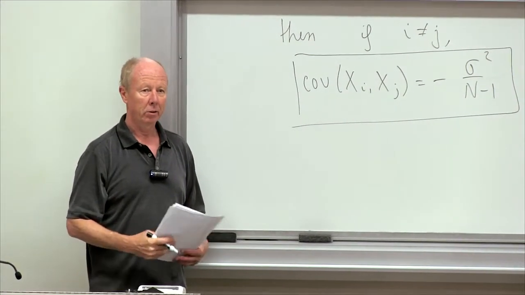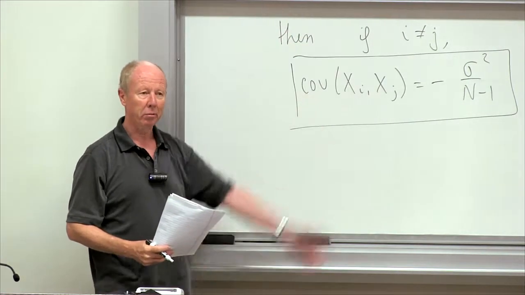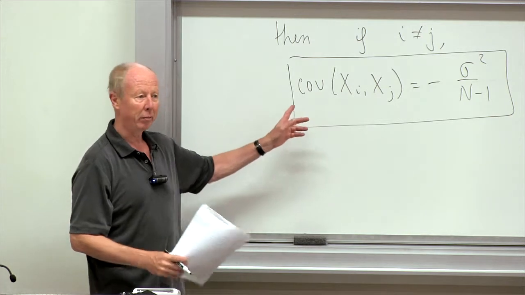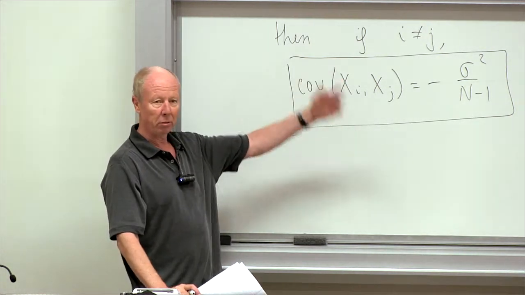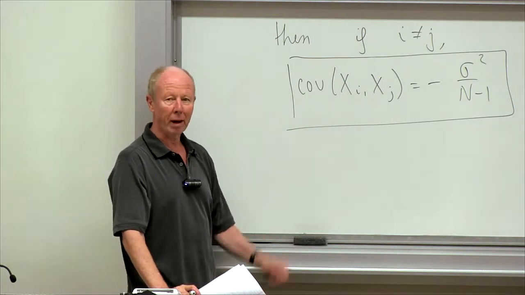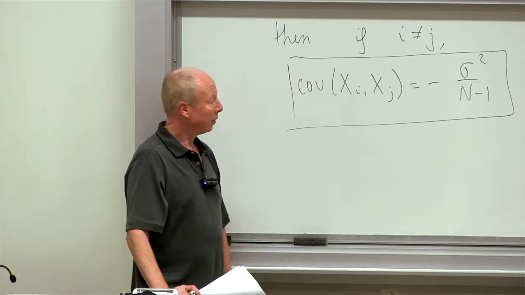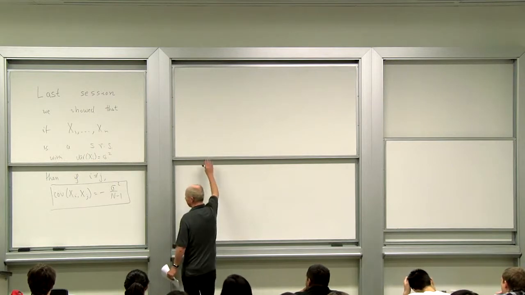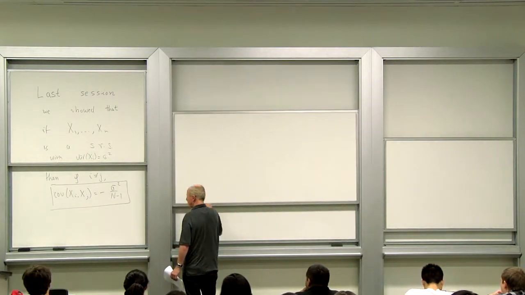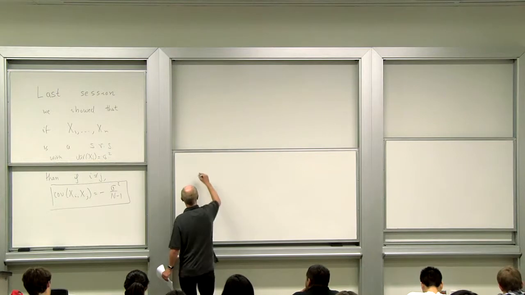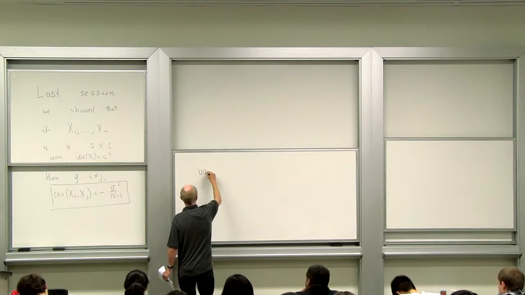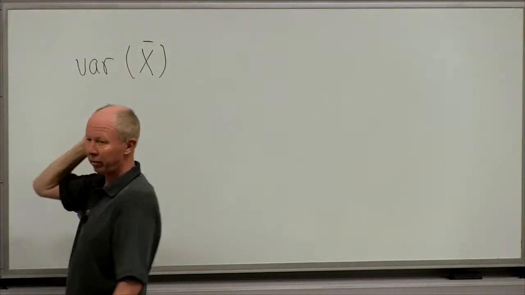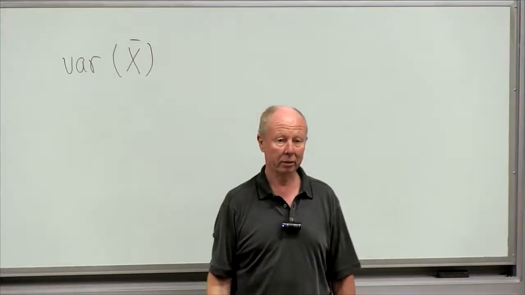Okay. So in particular, for a simple random sample, the random variables involved are not independent, because if they were independent, this covariance would be 0. There's some mild dependence between them. We can use that to compute the variance of the sample mean.